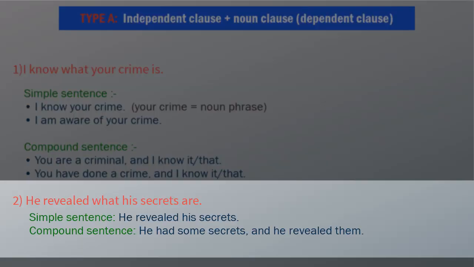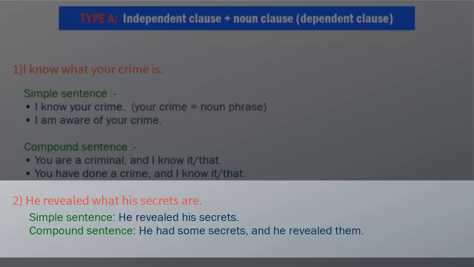He revealed what his secrets are. He revealed, independent clause; what his secrets are, dependent clause starting with the subordinating conjunction. What his secrets is the subject, are is the verb. Hence we have a clause depending on an independent clause. Simple sentence. He revealed, can we change it into a phrase? Yes, we can. He revealed his secrets.